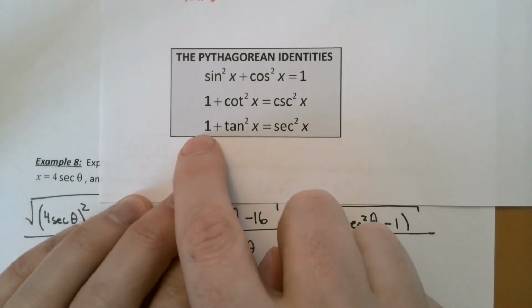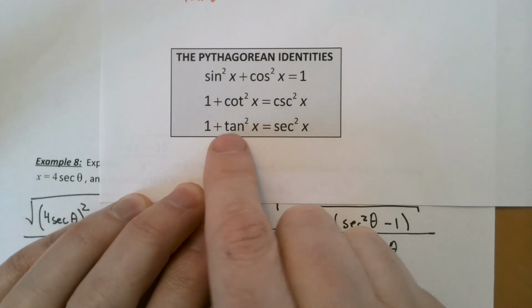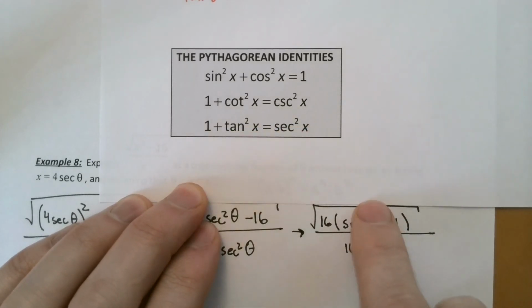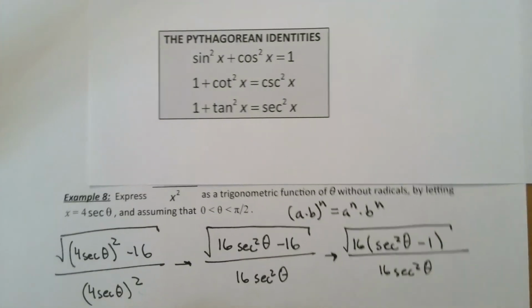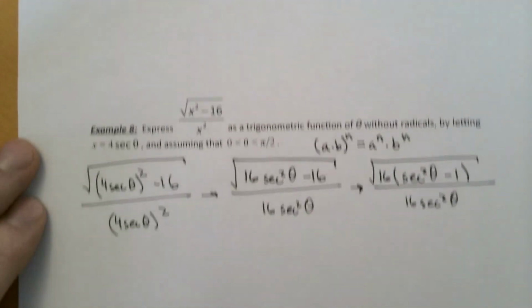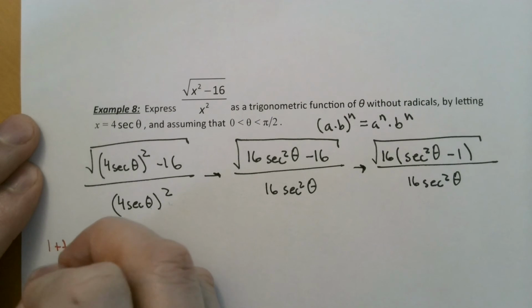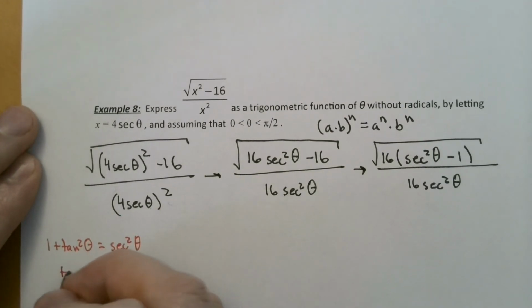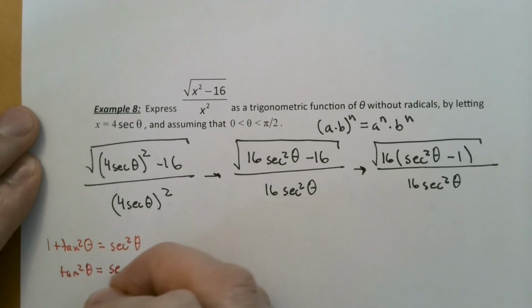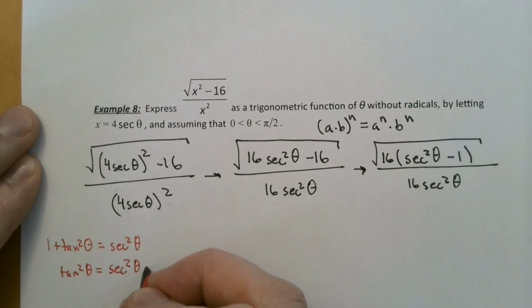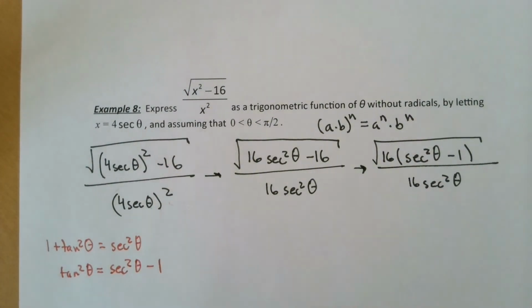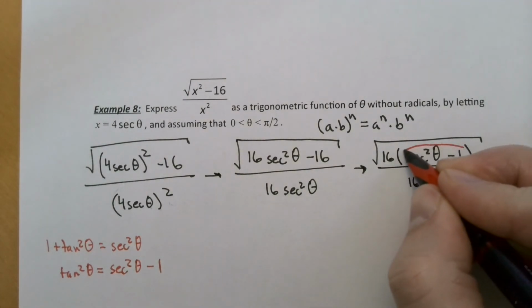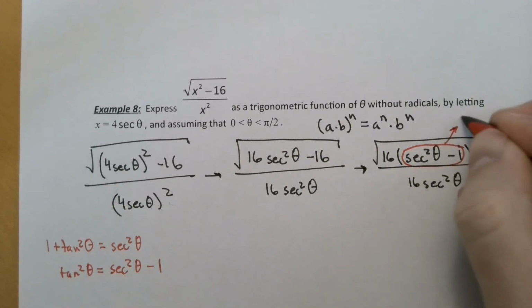Wait a minute, if I subtract 1 from both sides, I get the tangent squared equals secant squared minus 1. Let me write that. Boy, where do I want to write that? I'm going to write that right over here. So I've got 1 plus tangent squared theta equals secant squared theta. If I solve for tangent squared by subtracting 1, I get that tangent squared theta equals secant squared minus 1. Now, you may not have thought that on your own. That's how I thought when I first saw these things, but now I think that way, and you will too. So that means this entire piece is just tangent squared theta.